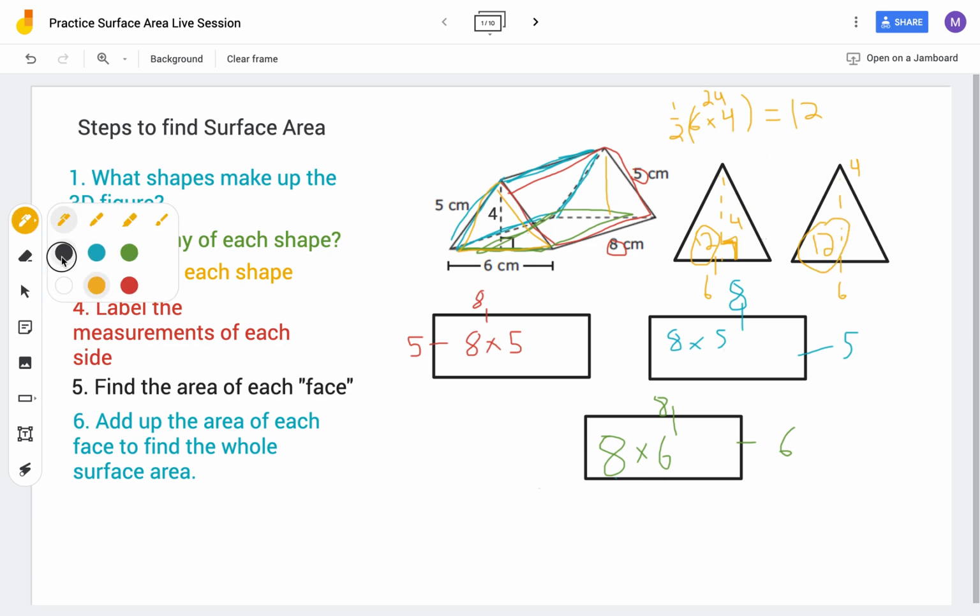So now we have 8 times 5. Someone type in the chat box, what is 8 times 5? No, it is 40. And so the area of this rectangle is 40. Area of this one is also 8 times 5, 40. And then 8 times 6. What is 8 times 6? 48. Good job.